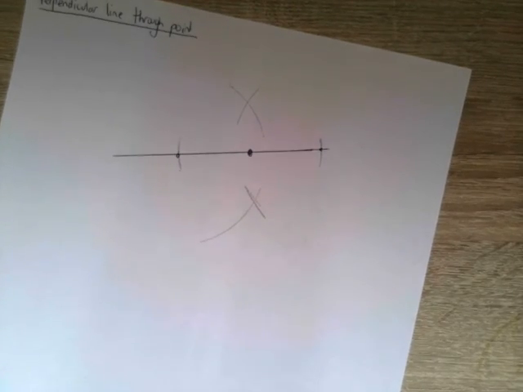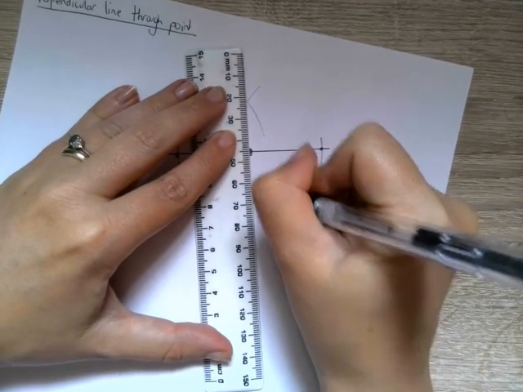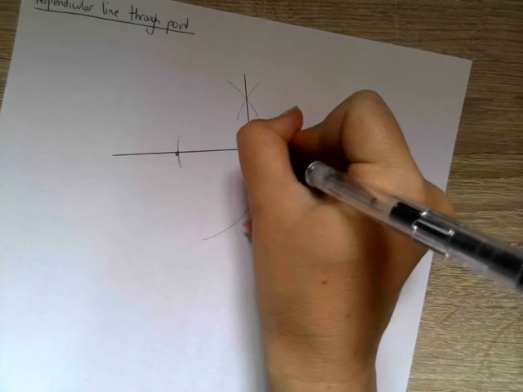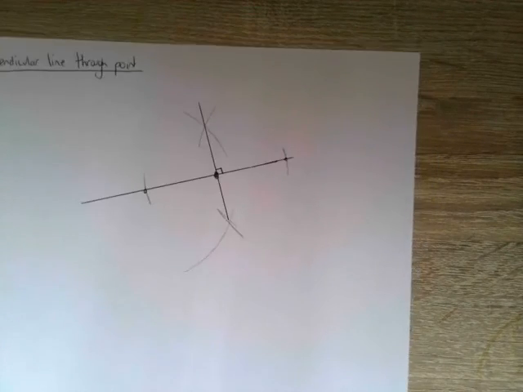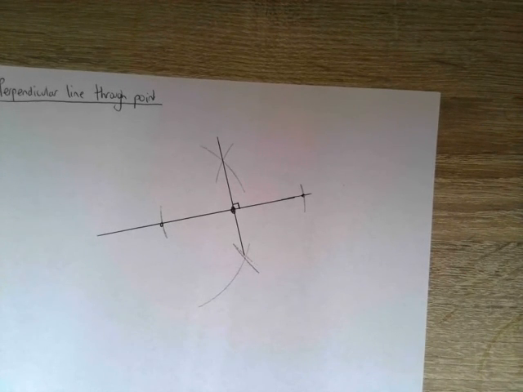Okay, so now you can see where they've crossed, so you just join them up like that, and it should go through the dot, which it does, and that's made a perpendicular angle. So the next video is going to go through more problem questions that you quite often get in exams, but those are the constructions that you need to know for the GCSE exam.